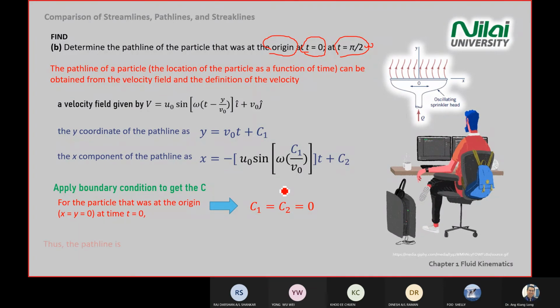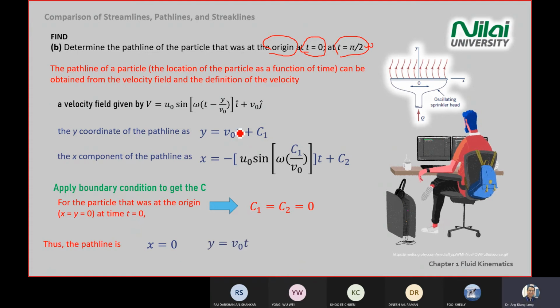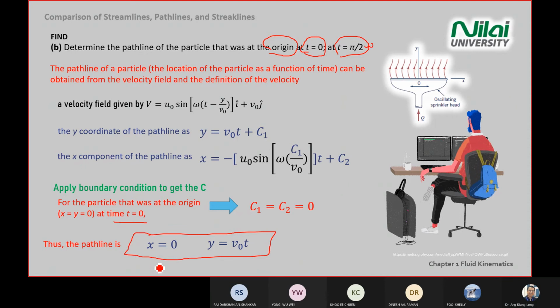Then the path line equation for section B will be, if you substitute all the boundary conditions and the constant values that you find, your x will be 0 and your y will be v naught t. So this is your answer for the first case where your t equals 0. You continue the same principle, and you do it for the second case.